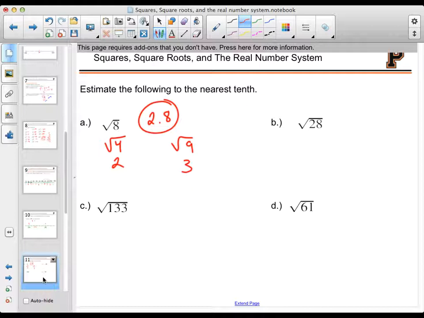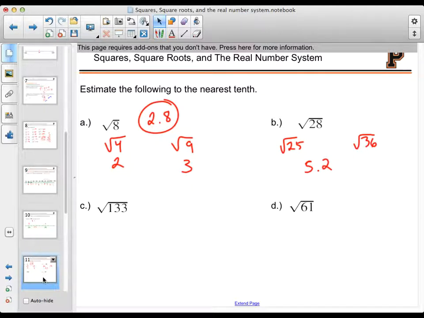B, square root of 28. Well, somewhere in between the perfect squares of 25 and 36. A little bit closer to 25, so my estimate on this is going to be about 5.2. Okay, we're going to estimate it at about 5.2.